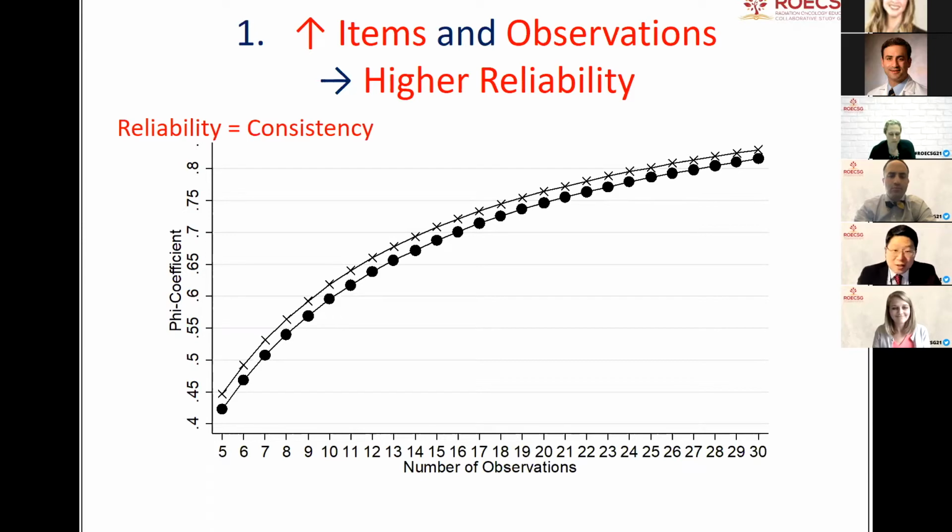So here, this is an example. On the x-axis, you have number of observations. On the y-axis, you have reliability. This is a phi coefficient, a type of reliability. And as you can see, the more observations there are, the higher the reliability. And this is important to consider.